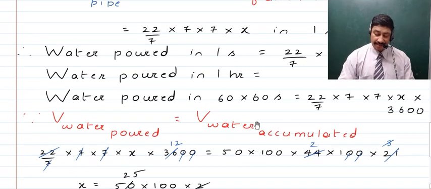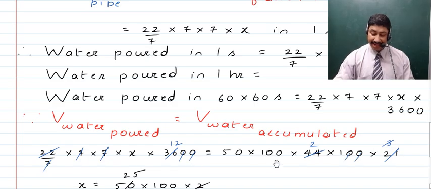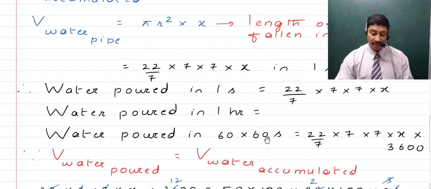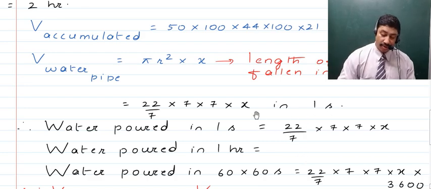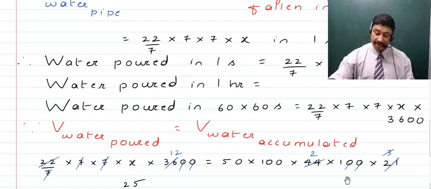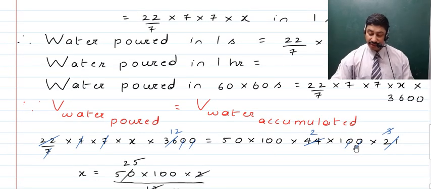So we have the volume of water poured as 22/7 into 7 into 7 into x into 3600, and on the right hand side we have the volume of the accumulated portion, which is cuboidal in shape and is in the cuboidal pond, is 1500 into 4400 into 21. So 1500 into 44 into 100 into 21.